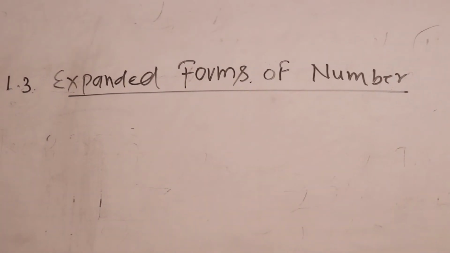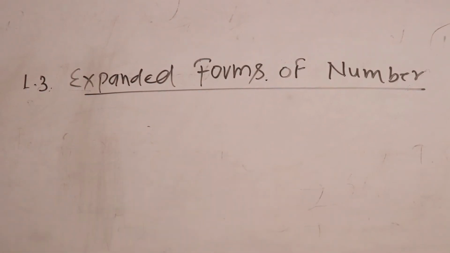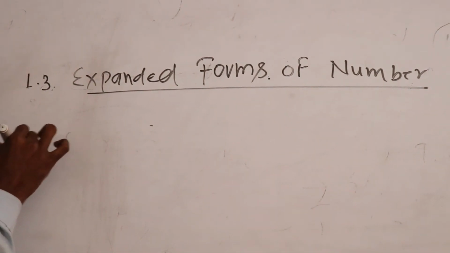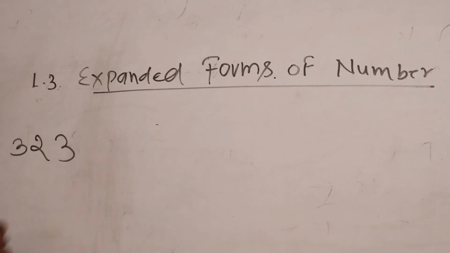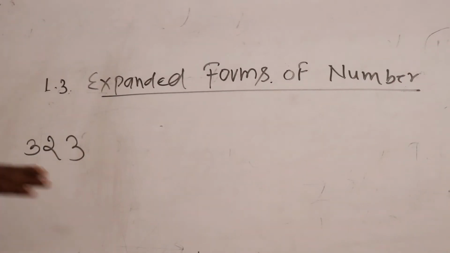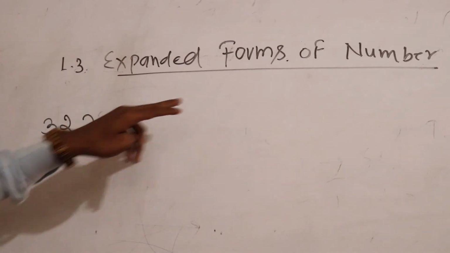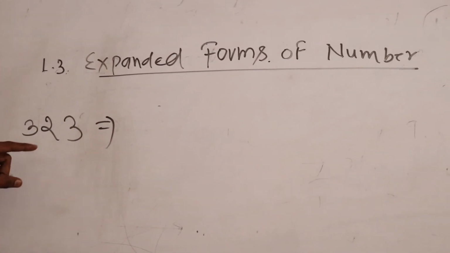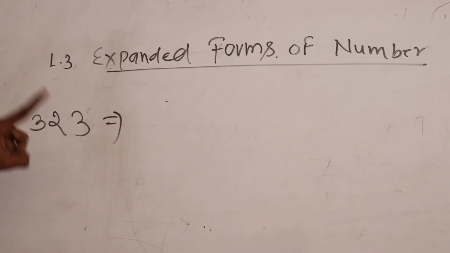Expanded form. You can take some example. So this is only 3 digits: 3, 2, 3. This is the short form. Now I'm going to write the expanded form. It means we multiply each digit by its place value. The 3 has place value 100, 2 is 10, and 3 is 1.